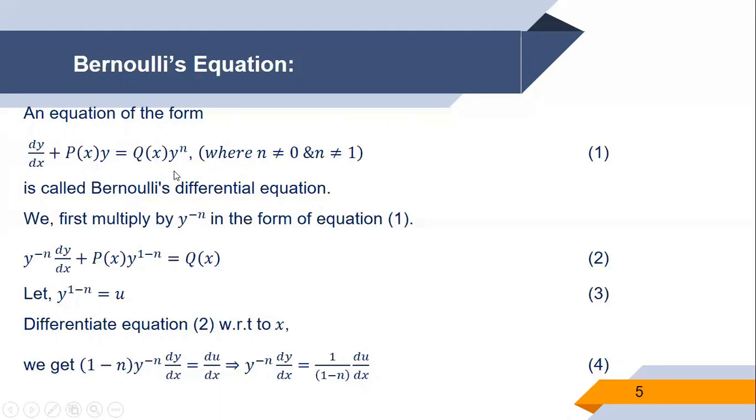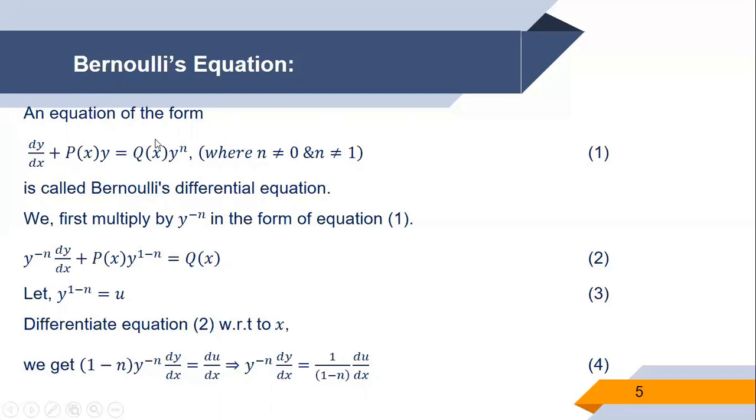Indirectly, in the Bernoulli equation, with y square or y cube, the equation is non-linear. So obviously, if the equation is non-linear, then first we convert it into a linear form. And once we convert it into a linear form, we use the simple procedure for finding the solution of any linear equation.